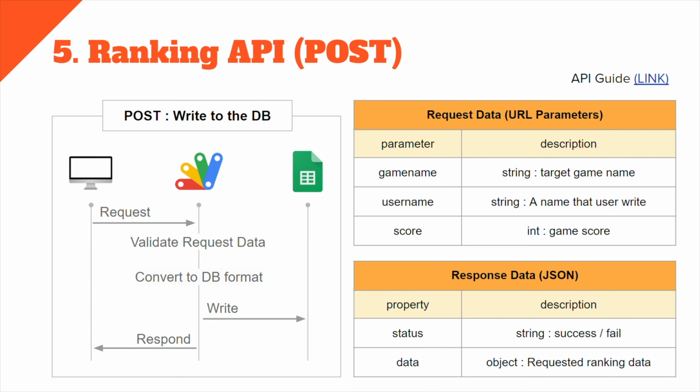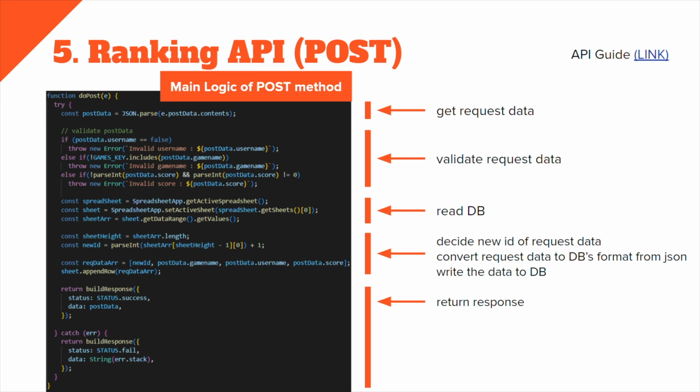This is more detail of the POST method. The request comes in, and then the Apps Script validates the data and writes to the DB. And then finally returns the response to the client. This is the real code of POST. Get, validate, read, and write process. Decide the new ID, convert the request data to DB format, and write to the DB. And then finally return the response to the client.